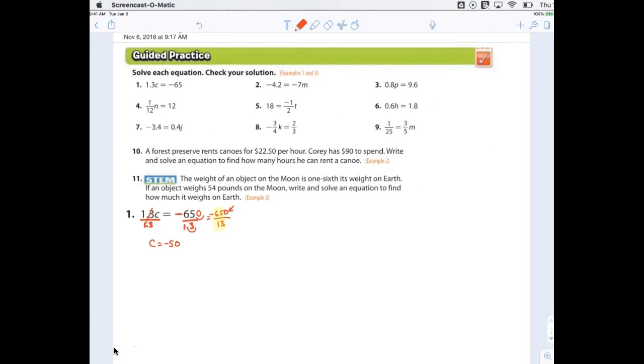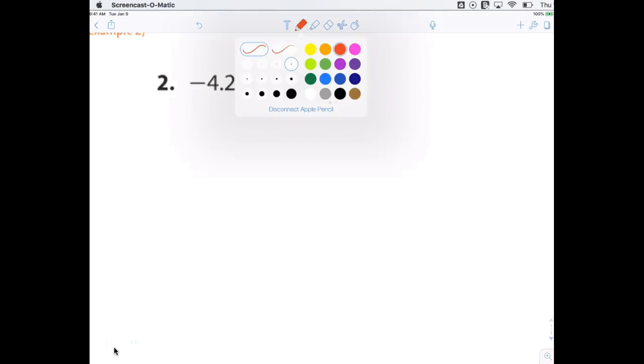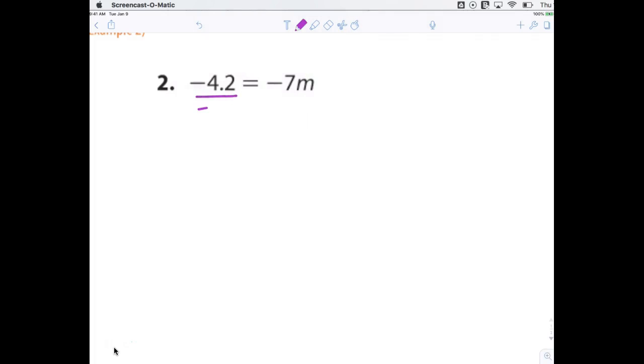So now let's grab question number 2. And like I said, we're concentrating on the arithmetic without a calculator. So now, everybody look up for number 2. What do I have to do for number 2? Divide by negative 7. Perfect. So we're going to divide each side by negative 7. Now this is out, so we always write the variable first. So m is equal to.